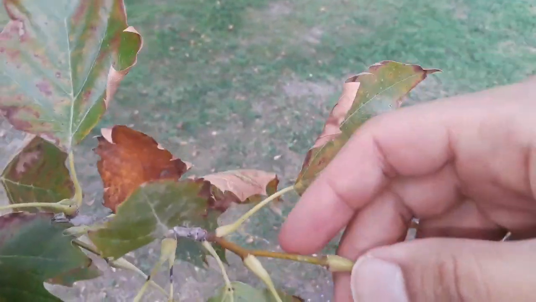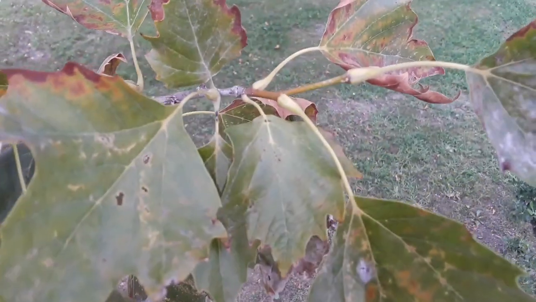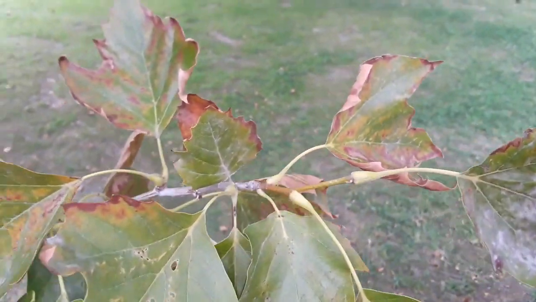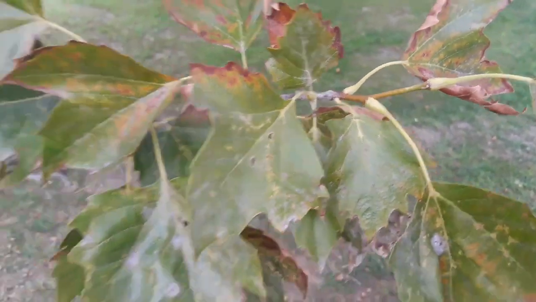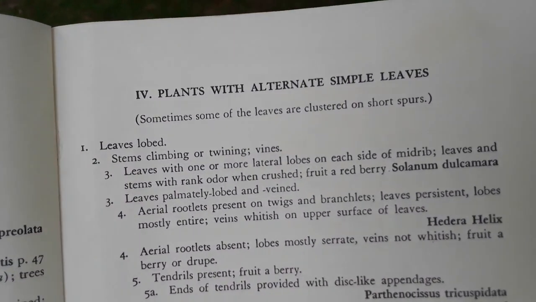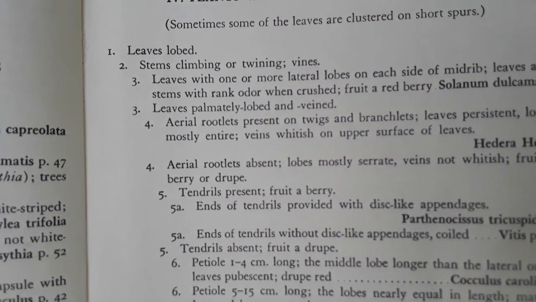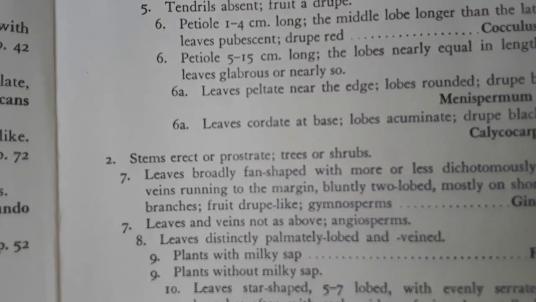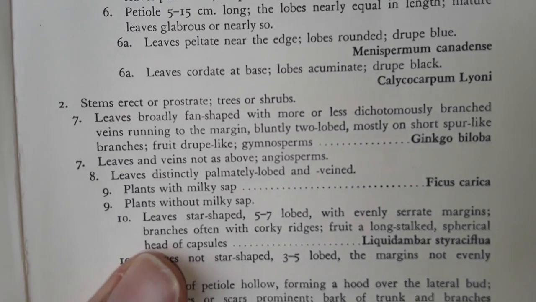They have an alternate arrangement. Okay, so this is palmately lobed, simple, alternate. Let's go. Plants with alternate simple leaves. Leaves lobed, absolutely. Stems, no. Stems erect or prostrate, trees or shrubs. Yep. It's not ginkgo, so we go to number 7.